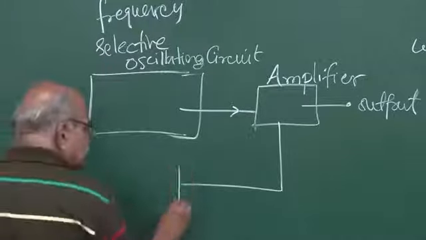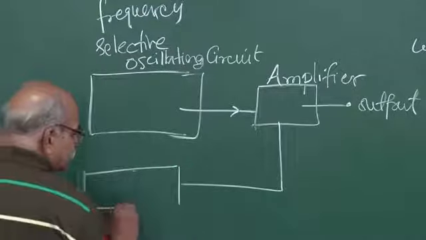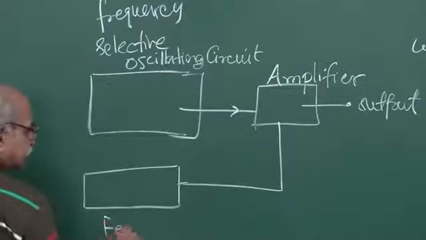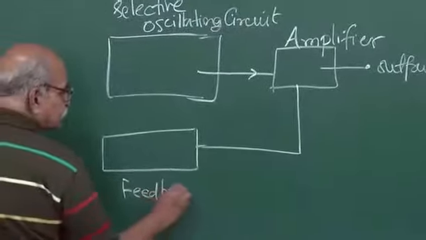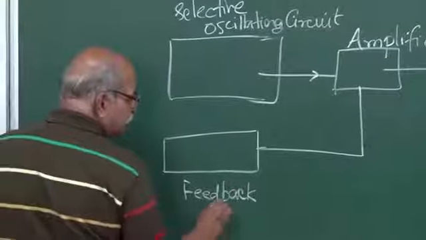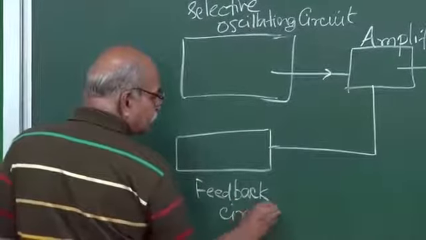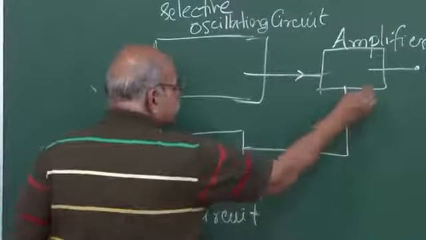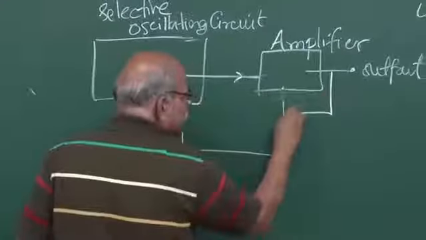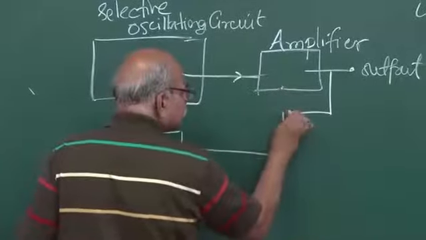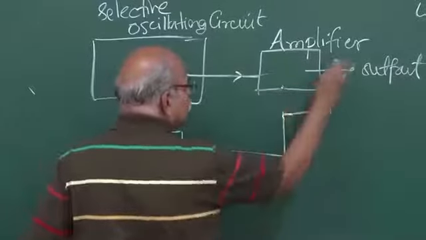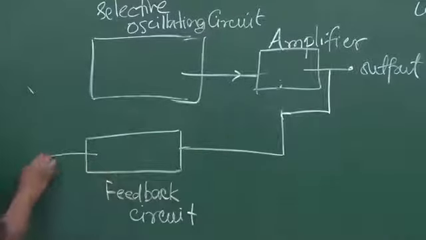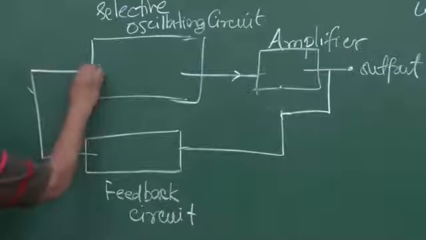So you should have another unit in this whole arrangement, which we call feedback circuit. It takes part of this signal which is here, the amplified signal. You can take it from here, you can draw it like this. So part of that output signal is taken, and then that part is brought back and added to this.